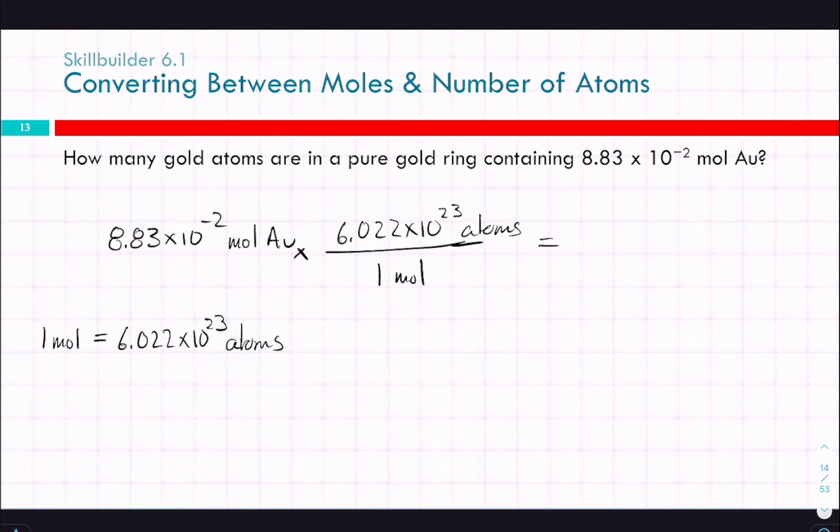So it's going to be 8.83 e to the negative 2 times 6.022 e to the 23. This is going to be 5.32 times 10 to the 22 atoms of gold.